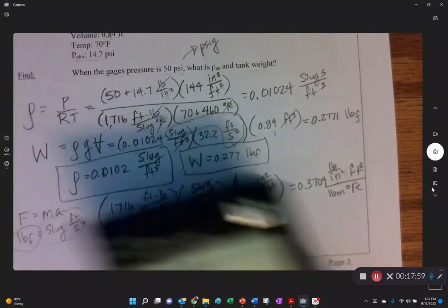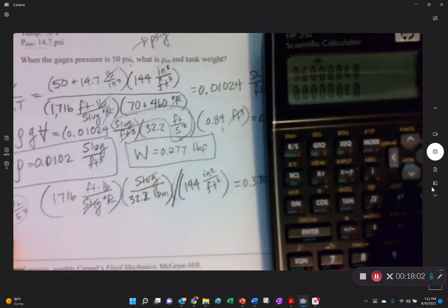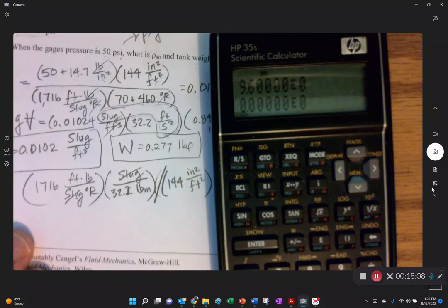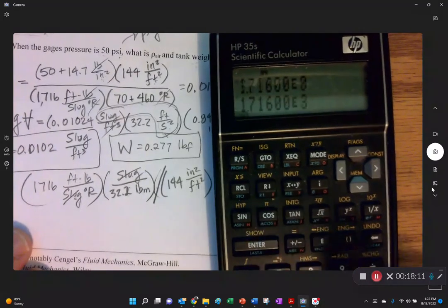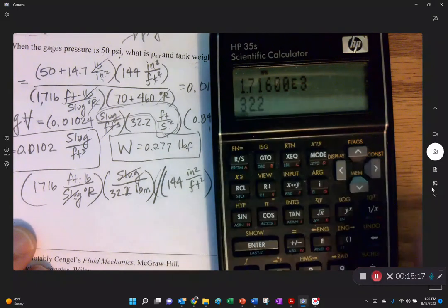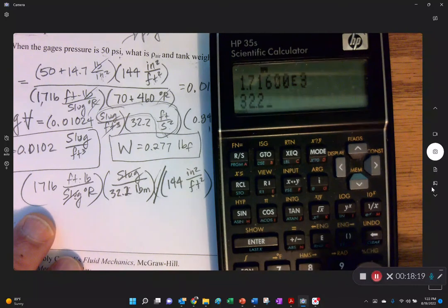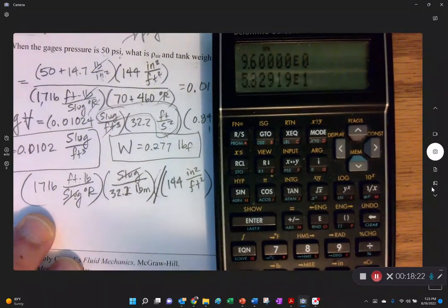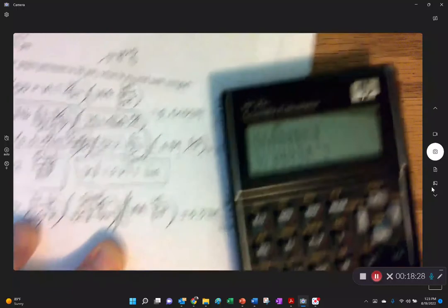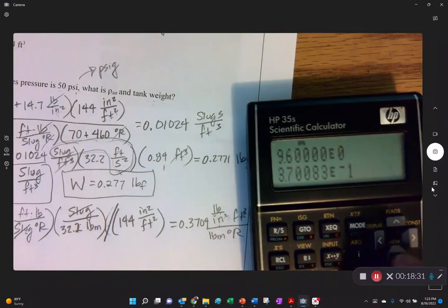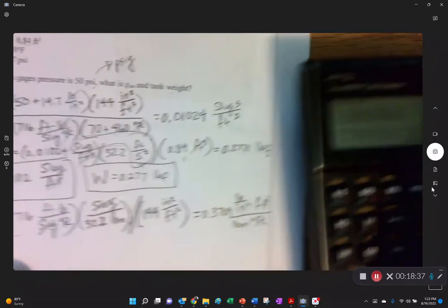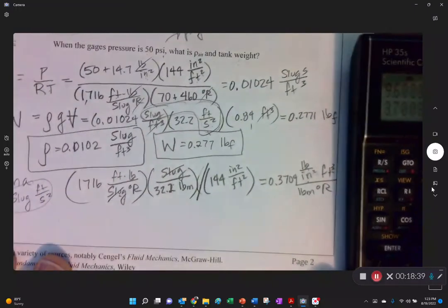So let me double check it with my Hewlett-Packard calculator, which I try to get engineering students to consider using. We'll take 1716 divided by 32.2. So I entered that number, and then instead of hitting equals, I'm going to hit divide, and now I just divided those two, and now I'll divide by 144, and we will see that we get 0.3701, which is pretty darn close. So hopefully we've reconciled these two separate methods.